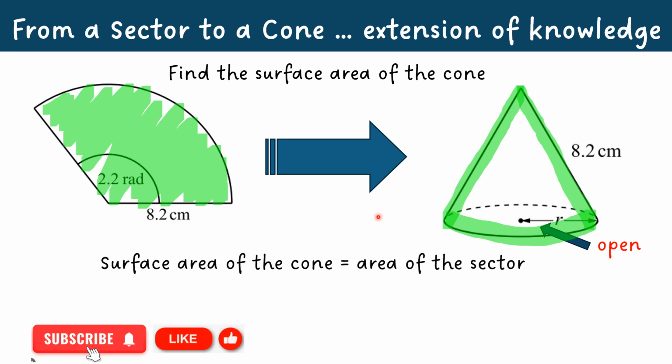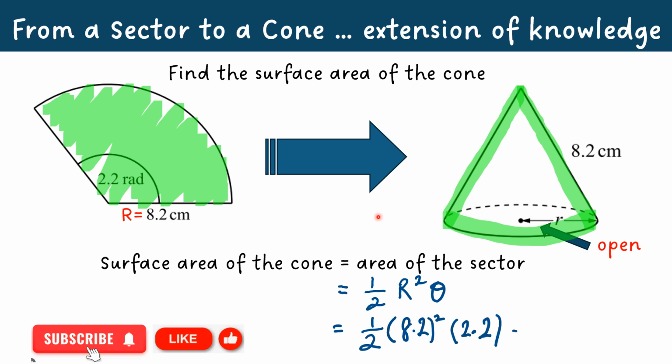Surface area of the cone equals area of the sector. Which means I know that area of the sector is actually half r squared theta, where this r is the radius of the sector. Putting all these together, I'm able to sub in the values, and I will be able to find the surface area of the cone easily, which is equal to 74.0 cm squared. This would be an extension of knowledge that it is good to know.